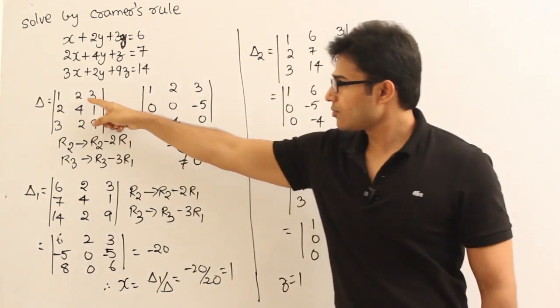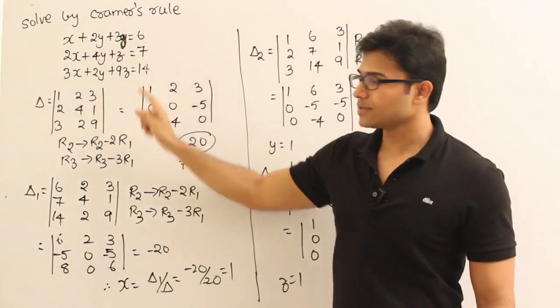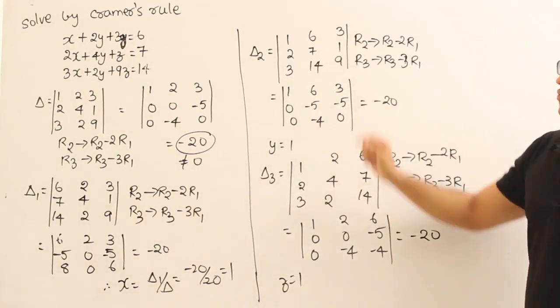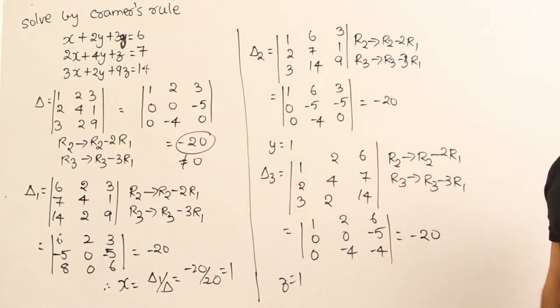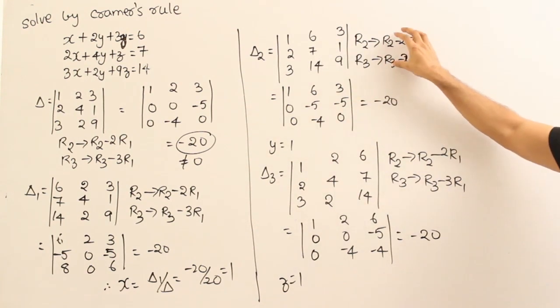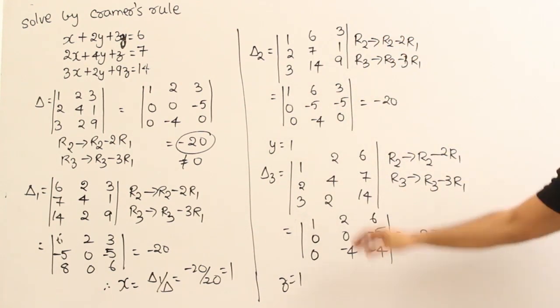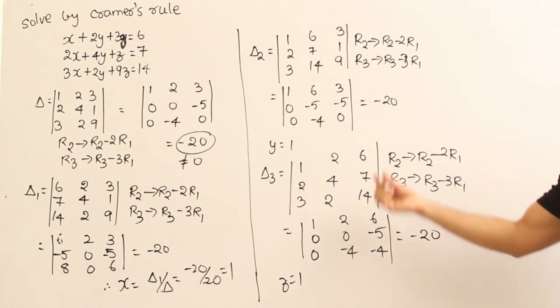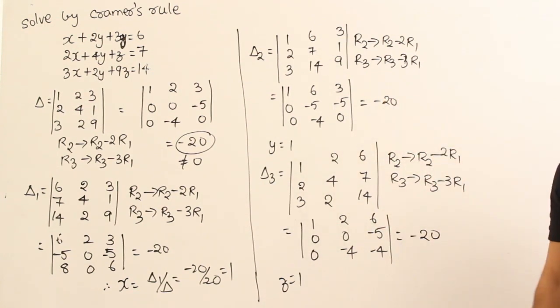Replace the second column of delta with the constants 6, 7, 14, right? Then I got delta 2. Now in delta 2, again I am doing some row transformations, and I got this. So the value of it is minus 20. You can do it without even row transformations also.